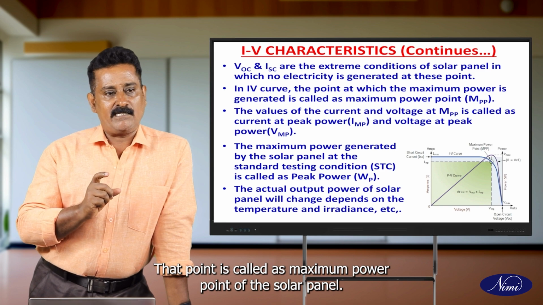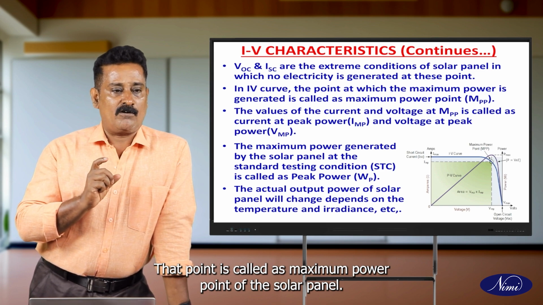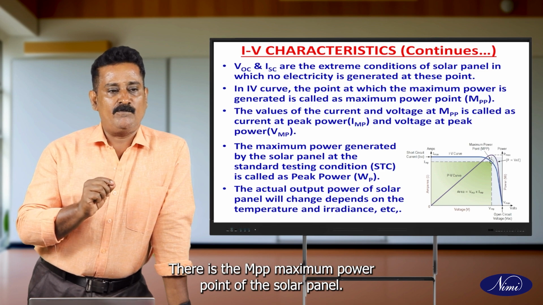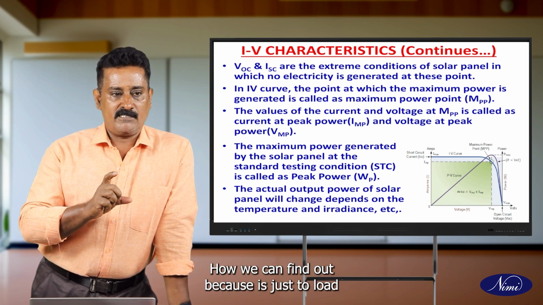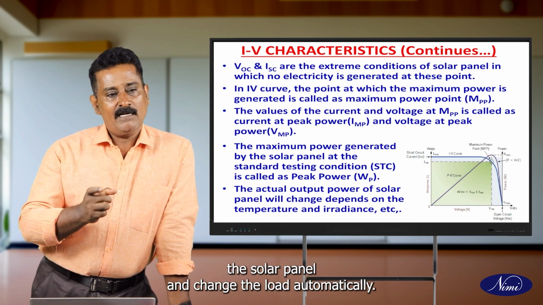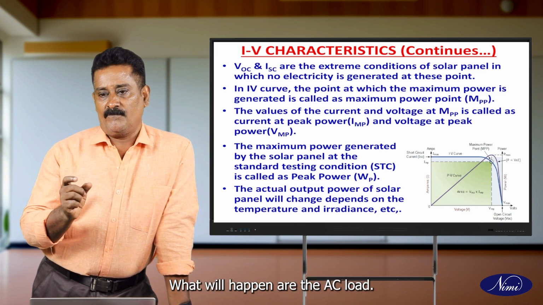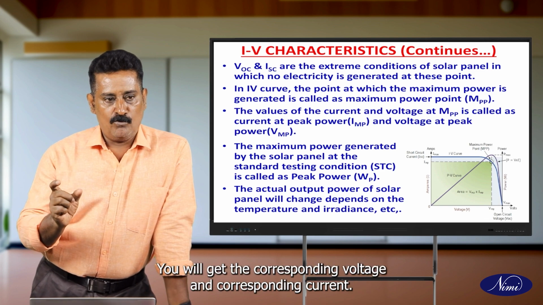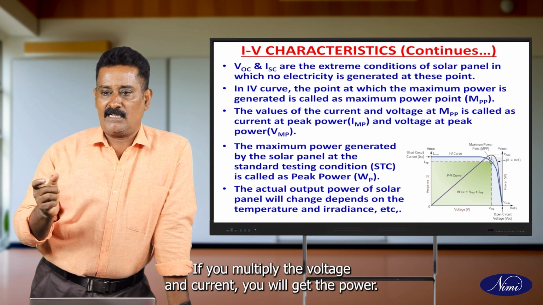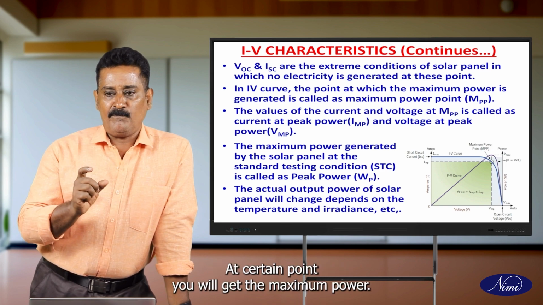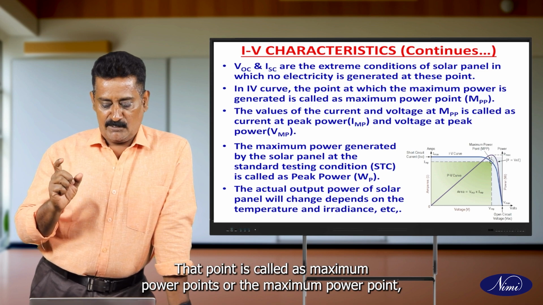That point is called the maximum power point of the solar panel, that is MPP. How can we find it? We can just load the solar panel and change the load. At each load you will get the corresponding voltage and current. If you multiply the voltage and current, you will get the power. At a certain point you will get the maximum power. That point is called the maximum power point.